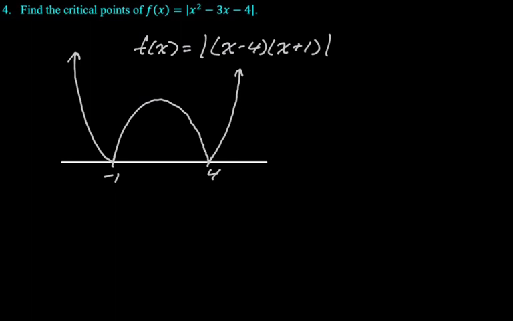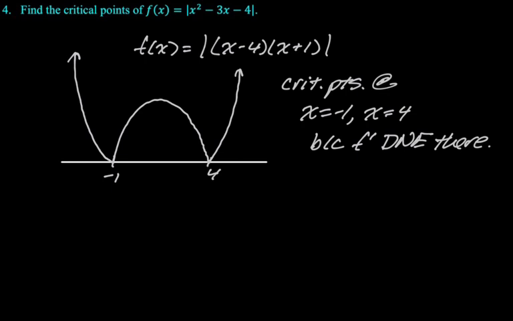Now you can see by looking at this that we have critical points at -1 and 4 because the slope definitely does not exist there. So the derivative doesn't exist. That's a critical point. So I'm going to write those down. Critical points -1 and 4 because f prime does not exist there. Now, between -1 and 4, there's also a critical point because somewhere the slope is 0. It's going to be at the vertex, and the vertex is always at the average of the x-intercepts of a quadratic. So if you average -1 and 4, you get 3/2.